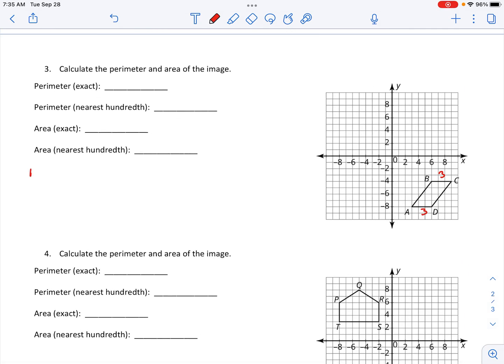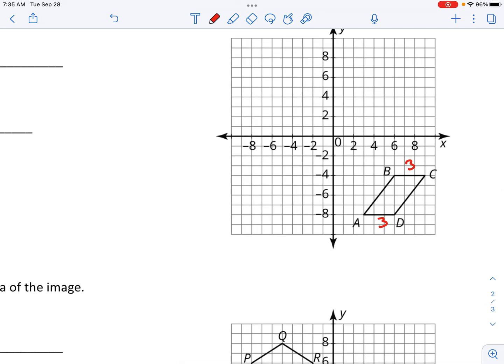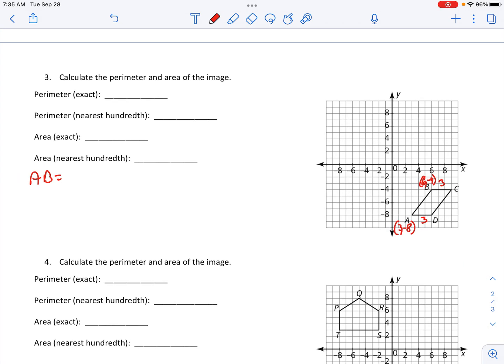So for AB, let's go ahead and do that. All right, A is down here at what? 3, -8. And B is over here at 6, -4. So go through and use distance formula. Change in x's plus the change in y's. When we work it out, we get 5. Having done the other side earlier, we also get 5 on CD.